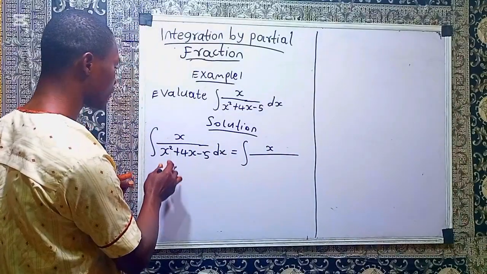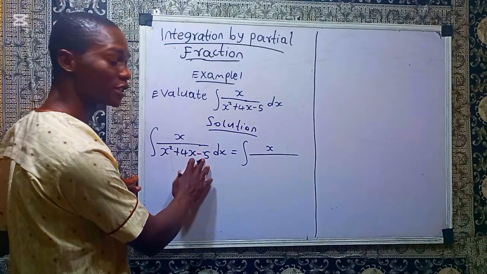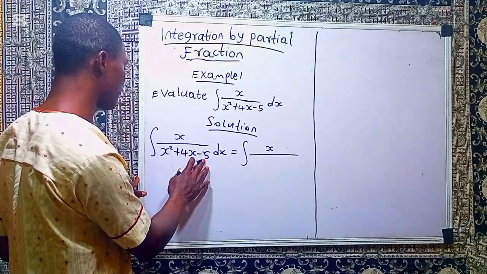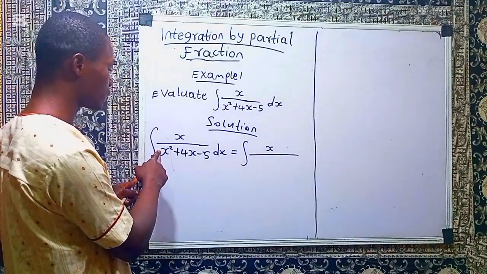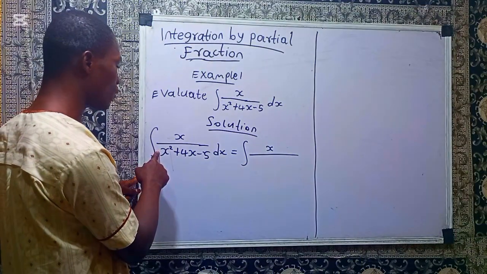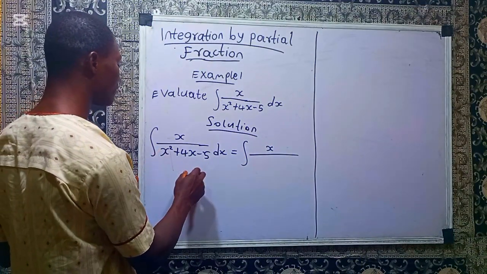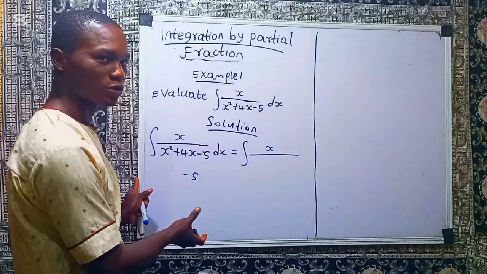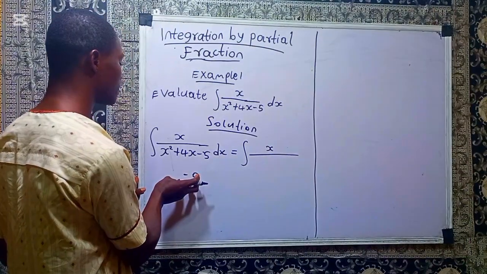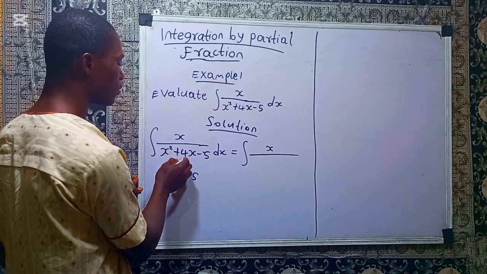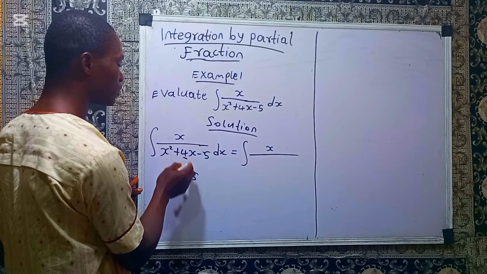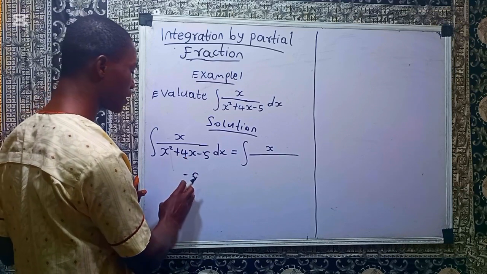factorize this, right? Now we have the constant term, which is negative 5. Negative 5 multiplied by the coefficient of x squared. The coefficient of x squared is 1. Negative 5 multiplied by 1, we have negative 5. So look for two factors of negative 5 such that their sum will give you this positive 4, that's the coefficient of the middle term, and the product will give you negative 5.